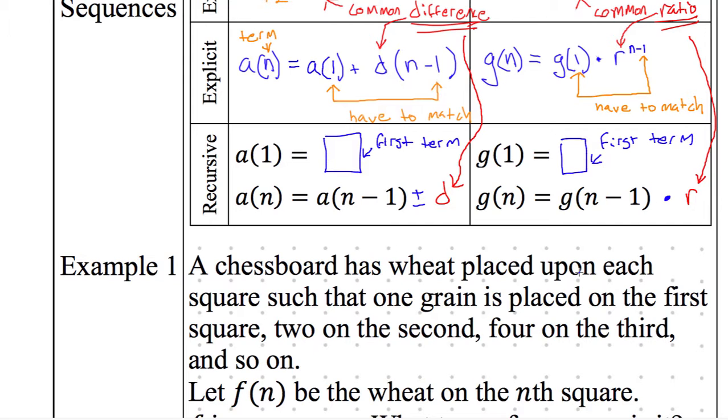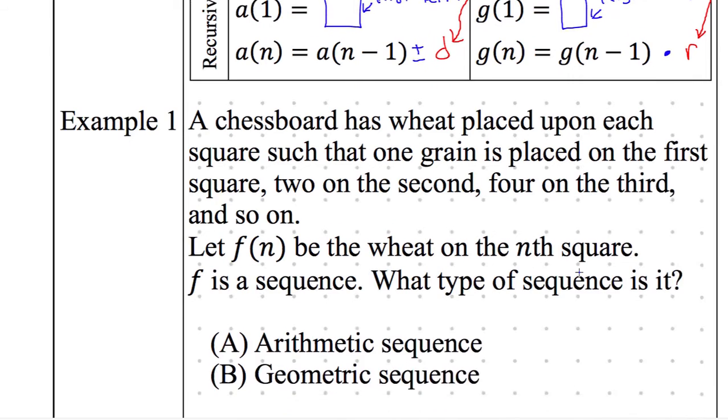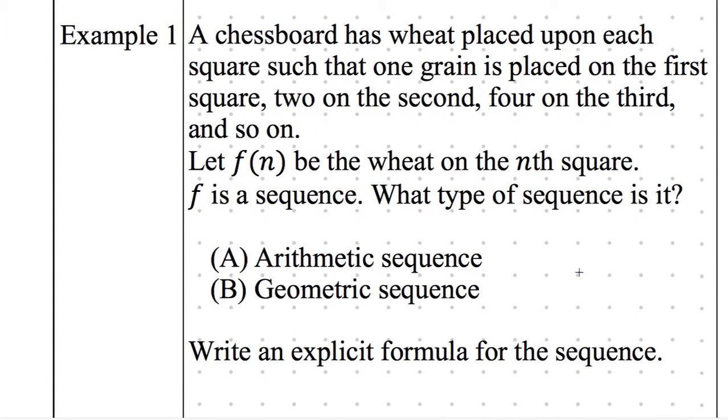Cool. Let's do 2 examples and be done with the notes. All right, so have you guys heard the story about the chessboard where wheat or rice, whatever story you're talking about, is placed upon the first square?